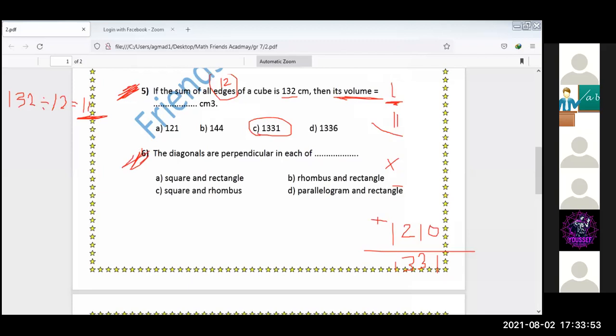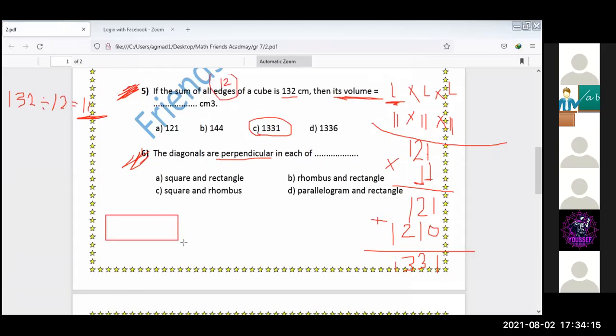Of course. The diagonals are perpendicular in each of... What's the meaning of diagonals, grade 7? Teacher, I'm saying it like this. I know, teacher. It means like... Okay, let's revise what the meaning of the diagonal.